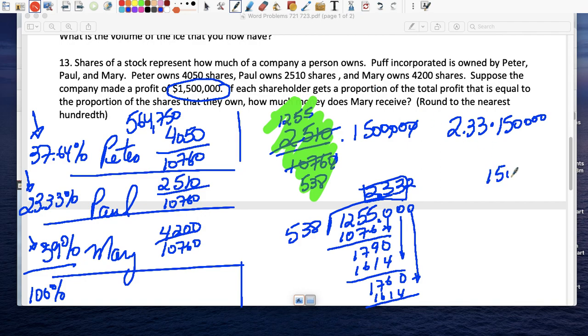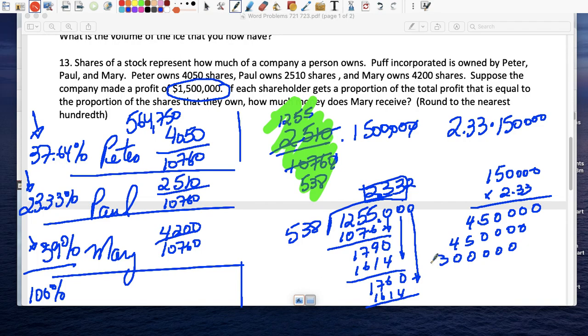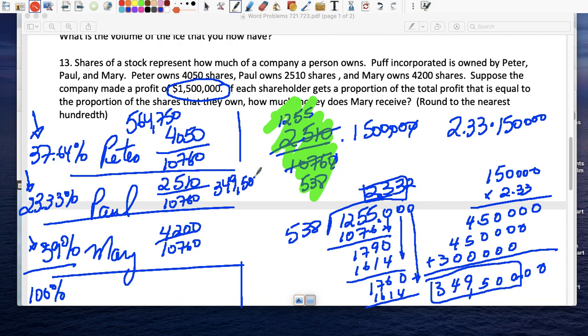150,000 times 2.33, so that should be easy. 1, 2, 3, 4, 15, and 4. So repeat. 1, 2, 3, 4, 15, and 4. And then the last one, 1, 2, 3, 4, 10, and 3. Let's add this up. 2 decimal places. So the second person, he's going to take $349,500. That's Paul.